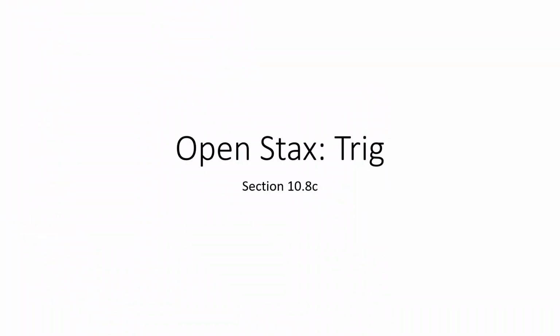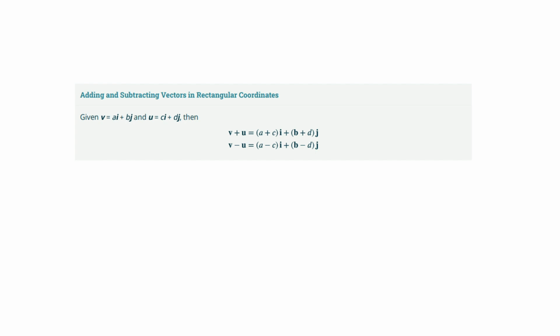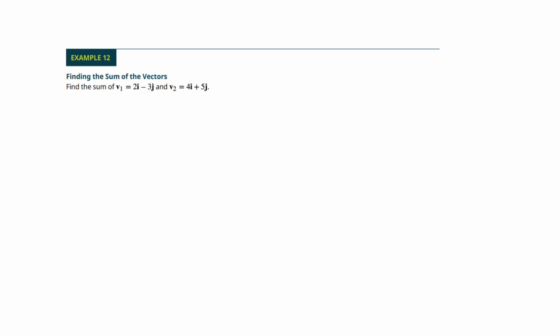Our last portion here on vectors, 10.8c, we're going to add and subtract vectors now in terms of those rectangular coordinates. We looked at their components in the last part of our last video, where we had an i portion and a j portion, and the i represented the x and the j represented the y. Well, this is going to be pretty straightforward too.